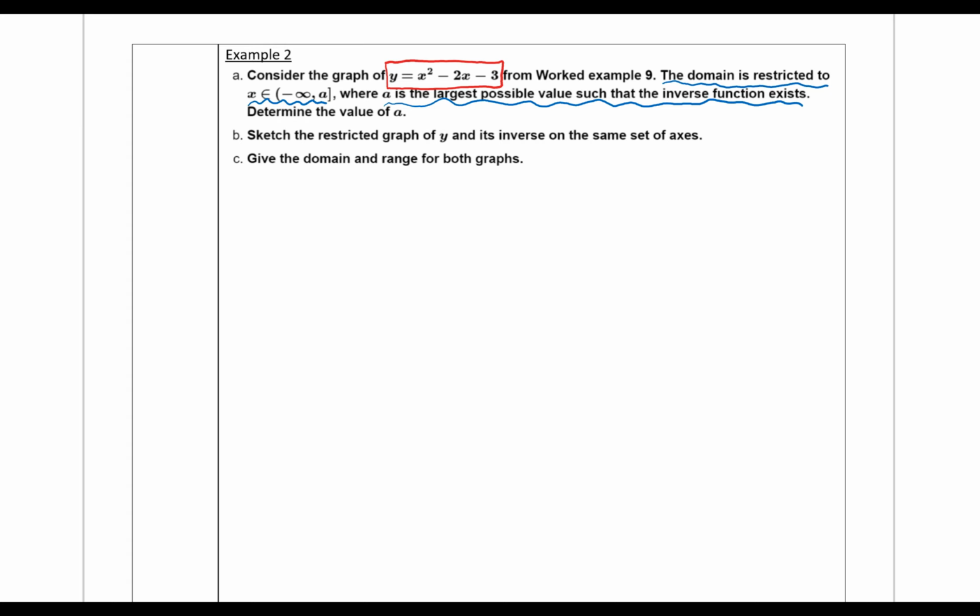So you may recall from a moment ago that x of the turning point was equal to -b on 2a, and that worked out to be 1. So if I'm considering this graph of the parabola, and I need the domain that's all the way to the left, that's at -infinity, and it goes up to a, then my domain, x is an element of -infinity to 1. So that gives my value of a as the largest possible value such that the inverse function exists.